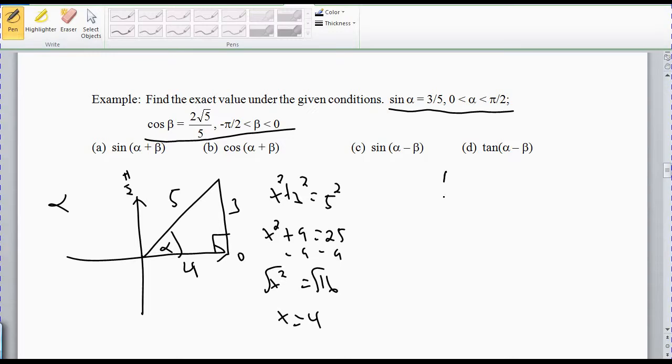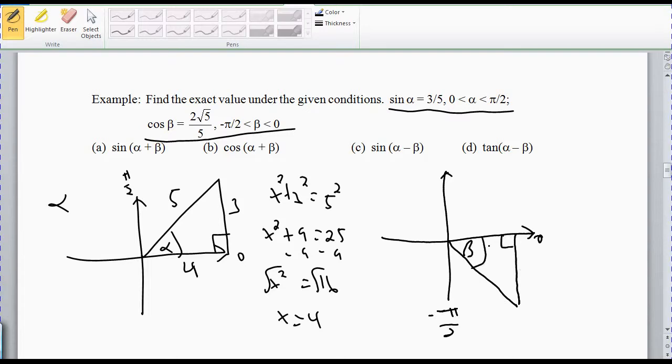Now I want some information about my beta angle. Now beta is between 0 and negative pi halves, which is down here, so in the fourth quadrant. So I'm going to draw a right triangle, and there's my angle beta. Now this is x over r, so this is my x, 2 square root of 5, and this is my r, 5. I need to find y. Or you could use adjacent over hypotenuse, but I'm going to use my Pythagorean theorem again.